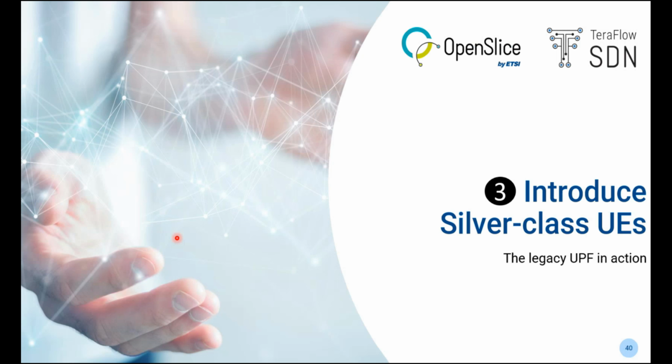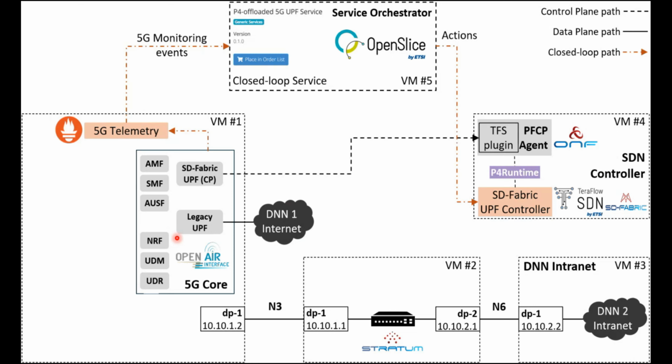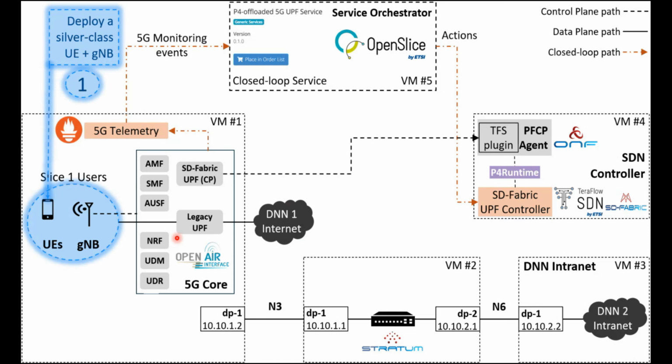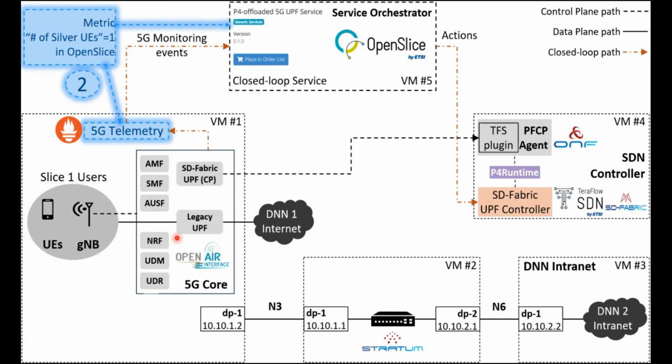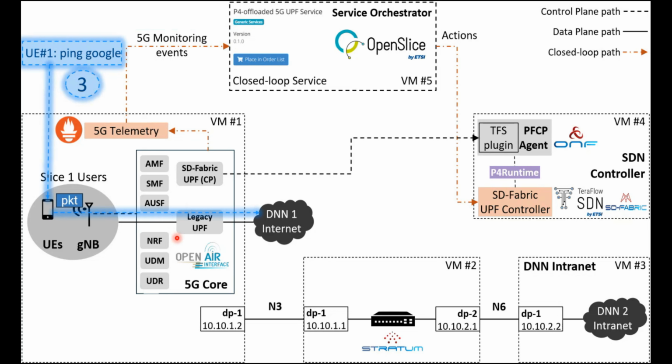So we go back to the third phase of the demo now, in which we introduce the silver user equipment that go through the legacy UPF. How is this happening? We instantiate the G-Node B simulator with one UE at a time. So when the UE is deployed, OpenSlice picks up the update. So the metric, the number of silver UEs in OpenSlice, becomes 1. Nothing happens at the moment. OpenSlice doesn't trigger anything at this point.